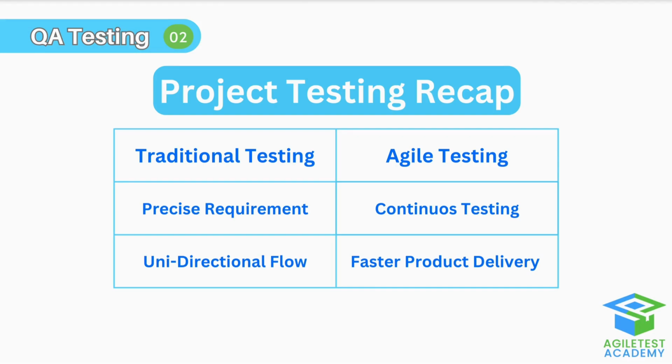Well, to sum up, traditional testing is suitable for projects with precise requirements and a unidirectional flow of testing to maintenance, and Agile testing is preferred when there is a need for continuous tests and faster product delivery. With that being said, the QA testers must carefully assess the software project and adeptly apply both traditional testing and Agile testing methodologies in a simultaneous manner to achieve the best possible outcome.